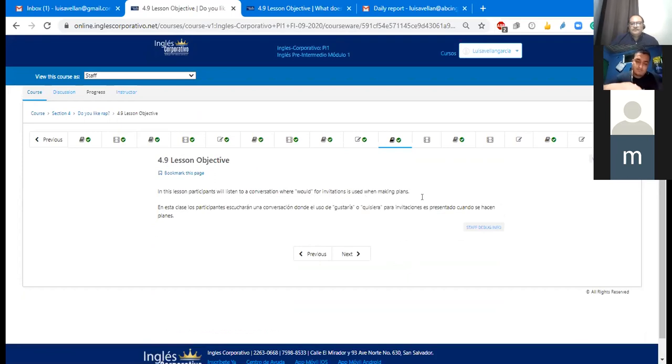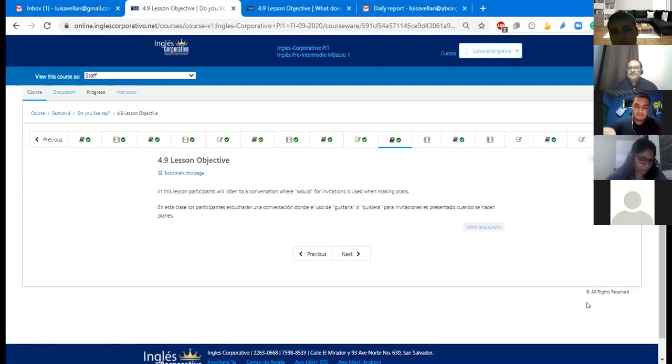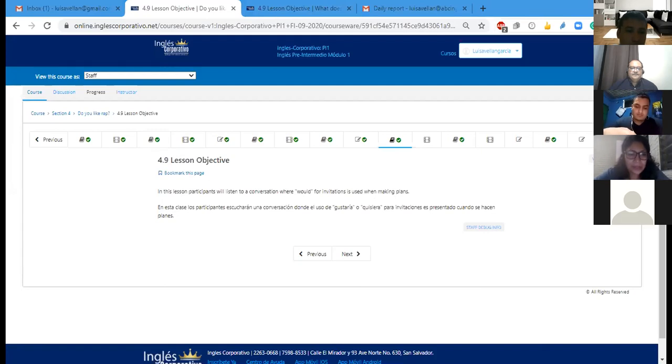Now we have the next lesson, which is 4.9, and Vilma, can you help me and read this objective here, please? Vilma, are you there? I saw you a minute ago. No, she disappeared. Okay, then probably Tatiana, can you help me reading this objective? Okay, in this lesson, participants will listen to a conversation where would for invitation is used when making plans.